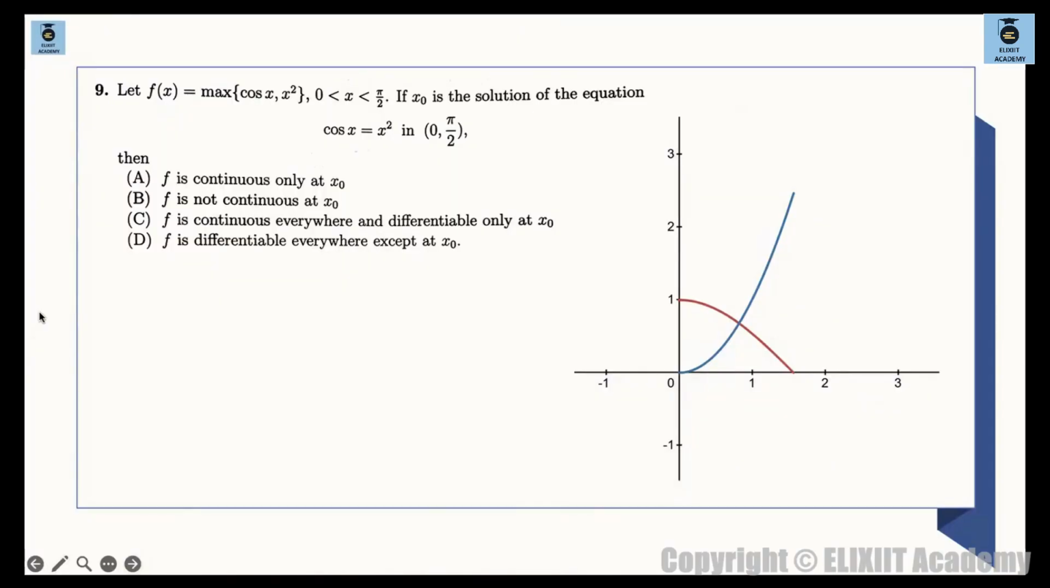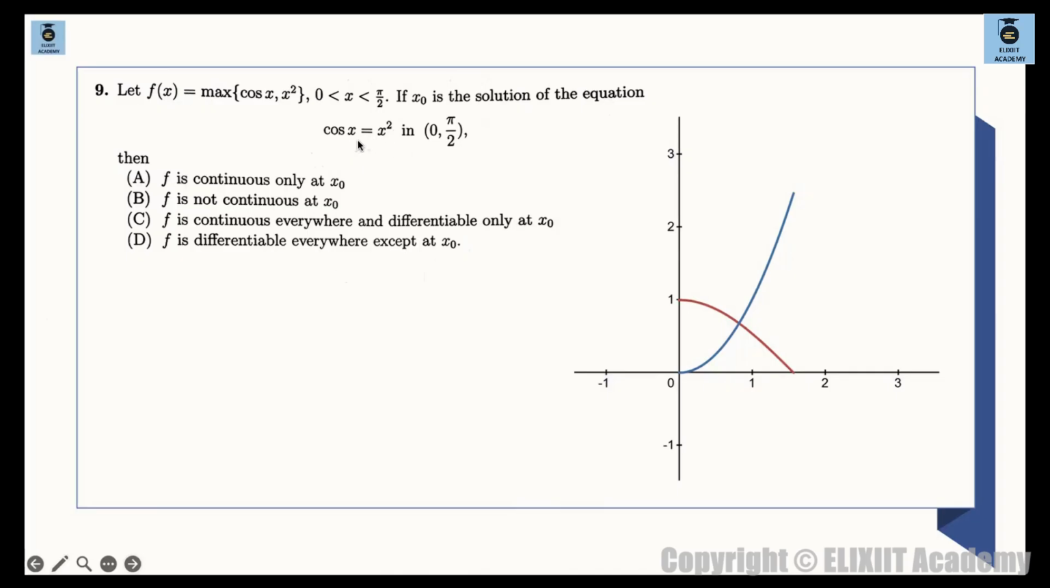Here we have the first question which says that let f(x) be max of cos x comma x square, x lies in between 0 and pi by 2. If x naught is the solution of this equation cos x is equal to x square in the 0 to pi by 2, then we have to comment on the continuity and differentiability of f at x naught. Okay, so x naught is what? Is the point of intersection of these two graphs.